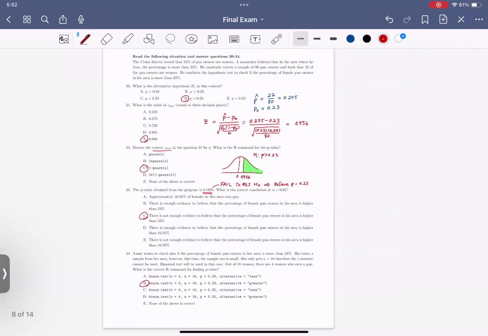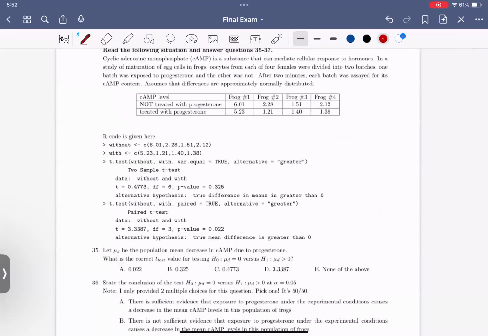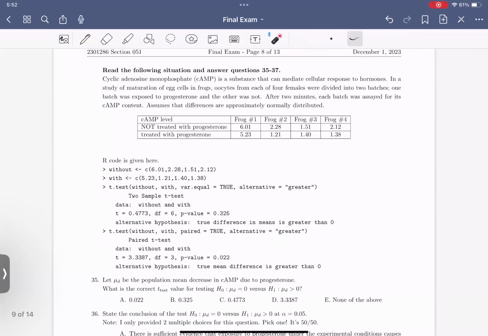All right, next one. We come to question 35 now. cAMP, or cyclic adenosine monophosphate, is a substance that can mediate cellular response to hormones. In a study of maturation of egg cells in frogs, oocytes from each of 4 female frogs were divided into 2 batches. One batch was exposed to progesterone and the other was not. So actually you get the oocyte or the cell from the frog, something like that. And then you split into 2 groups.